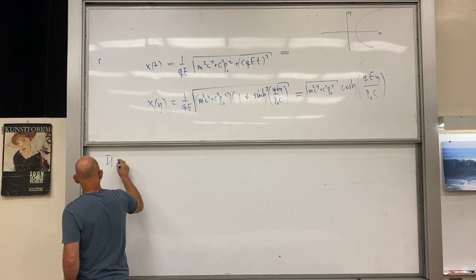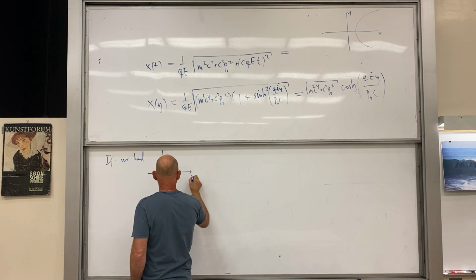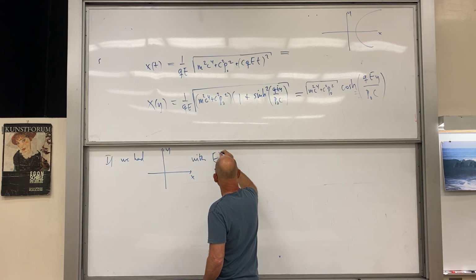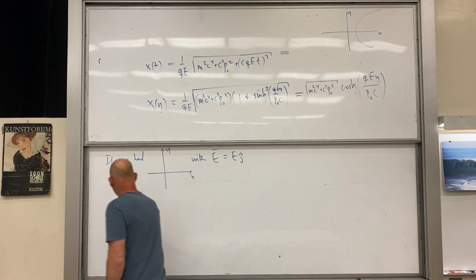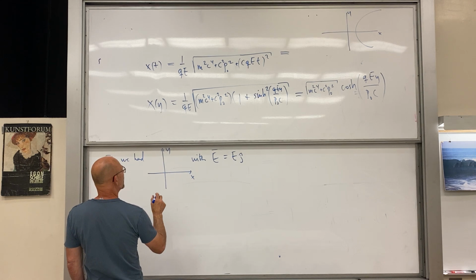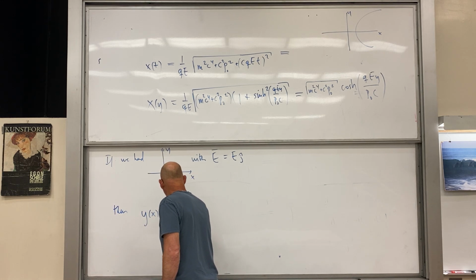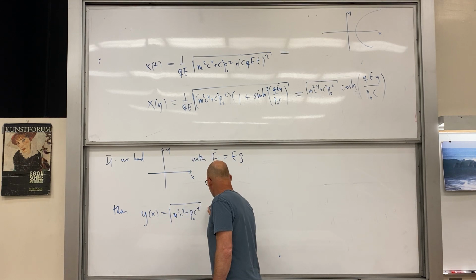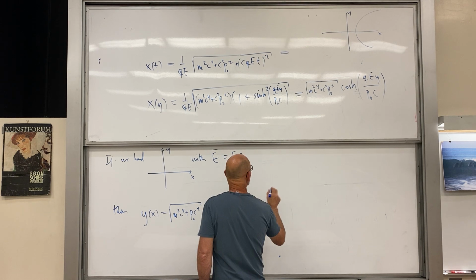So if we had x and y with E equals E times j hat, then we would have had, and I like working y of x better anyway. y of x would be equal to root m squared c to the fourth plus p0 c squared, and then the hyperbolic cosine of this whole thing, q E y over p0 c.